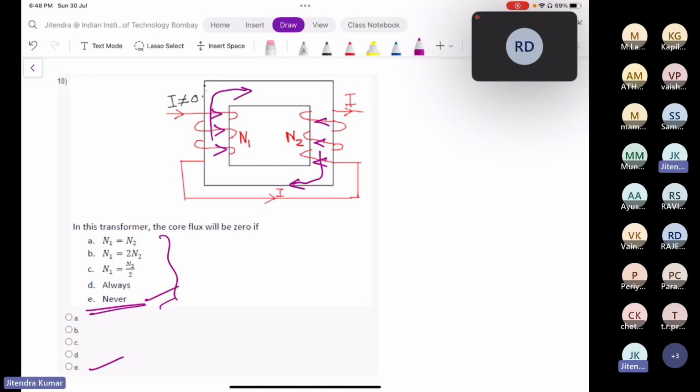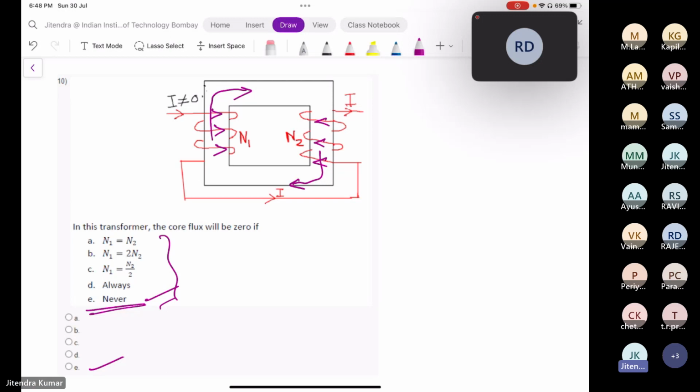Okay, so here the flux will always flow in the clockwise direction, and whatever the number of turns you set, it will always be in the clockwise direction. So you cannot maintain flux zero in the core. Did you get it, sir? So that's why two people said that the core flux will never become zero, right?